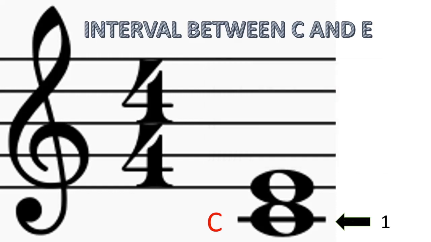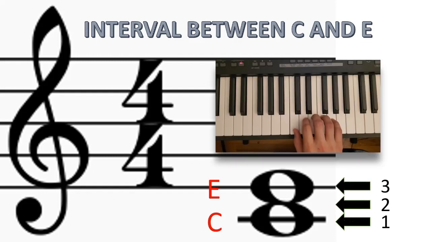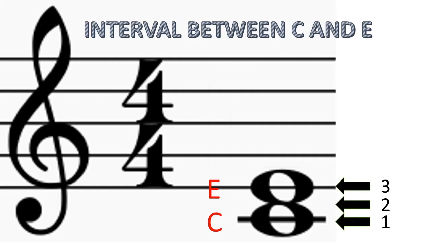Then I count up each space and line until I get to E. There's my space. And here's my line. Now I find myself on E. Now that I've counted the lines and spaces on the music staff, I know the distance between C and E is a third. I can do this anywhere else on the music staff.